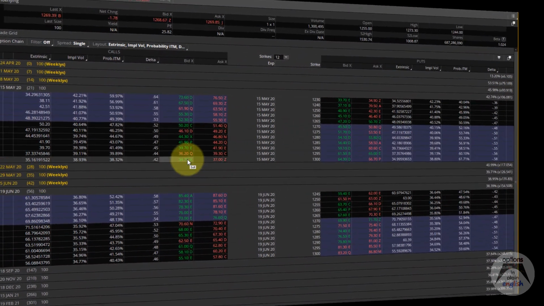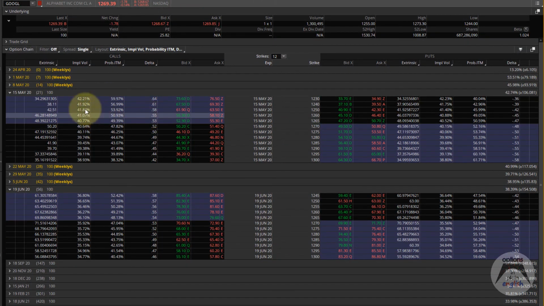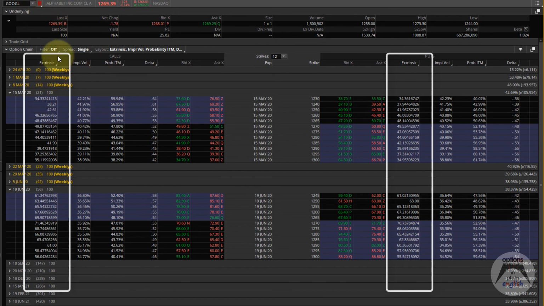So now we're on the trading platform, and we're going to take a look at, in this case, Google, Alphabet, GOOGL, a ticker symbol. I've pulled up the extrinsic value as a column here, so you can take a look. So at the money is pretty much 1270 because 1269 doesn't exist. So we go to the 1270.